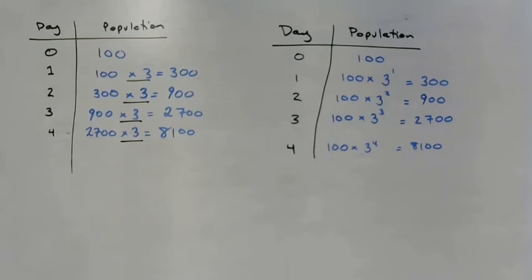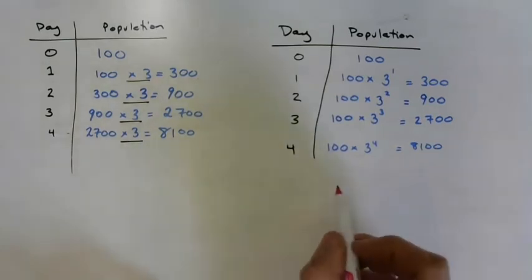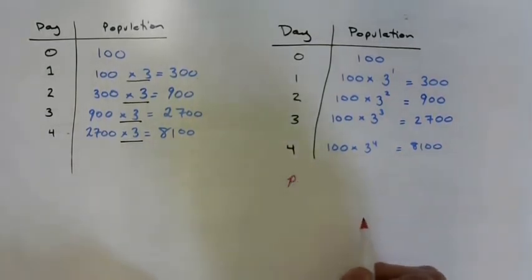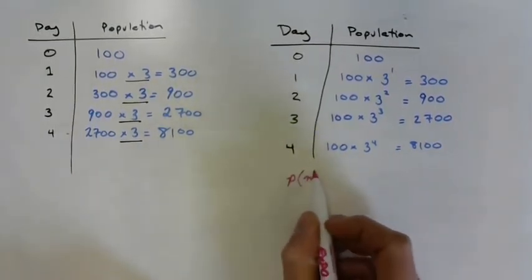On the 4th day, we will have tripled 4 times. So you have 4 factors of 3 times 100, 8100. So now you can see the relationship, and you have a little box there at the very bottom. Now we have a function relating the population to the day.